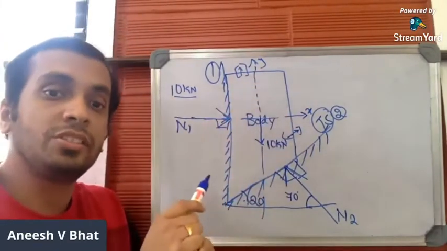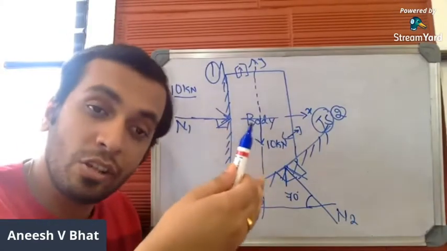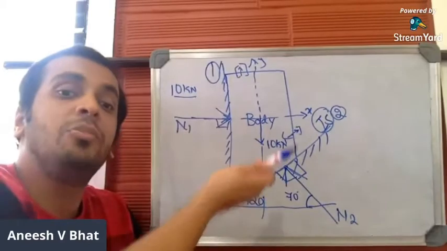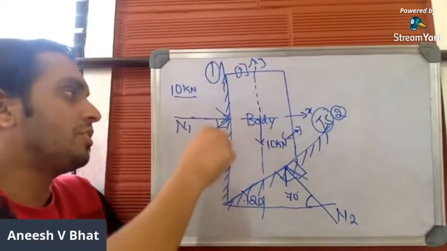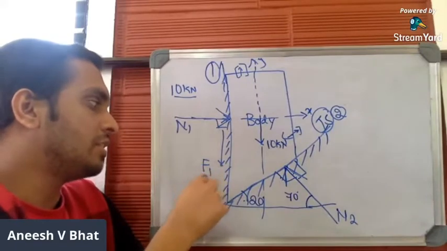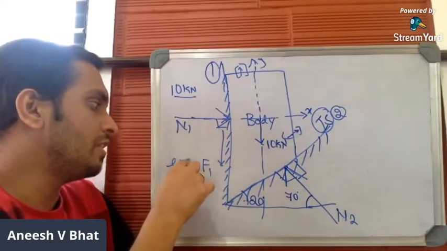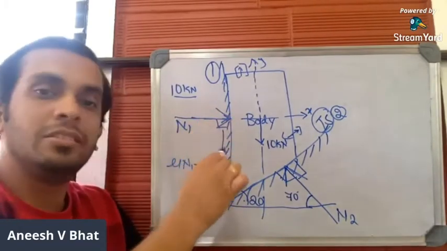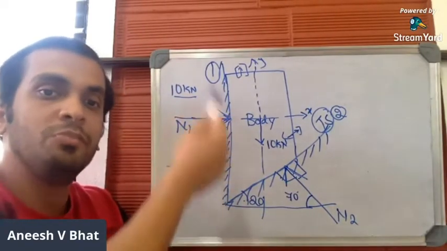Let us mark the frictional resistance. Frictional resistance should always be marked in direction opposite to the direction of motion of the body. So here, as far as the vertical surface is concerned, body moves upwards. So frictional resistance should be acting downwards. Let me mark this as F1, which is equal to mu into N1. So F1 should be acting downwards because body moves upwards.